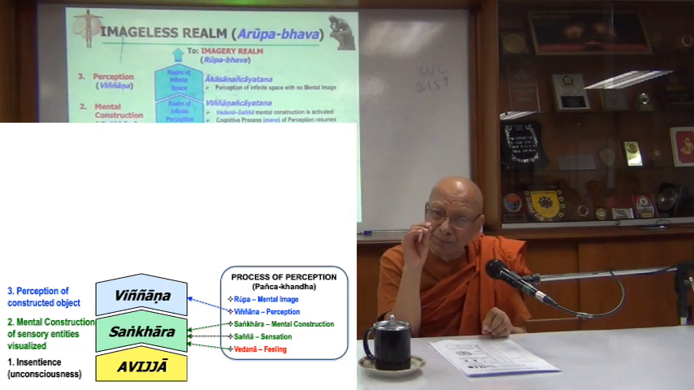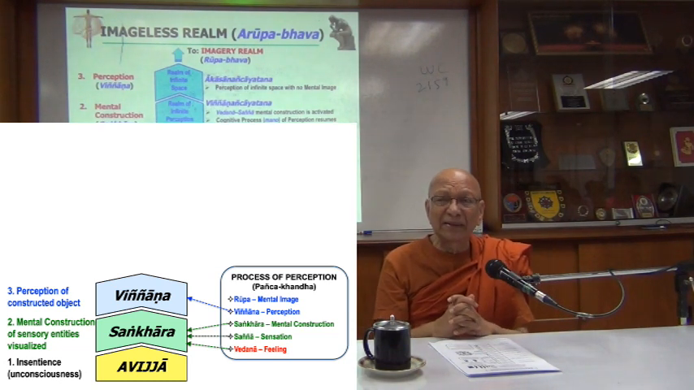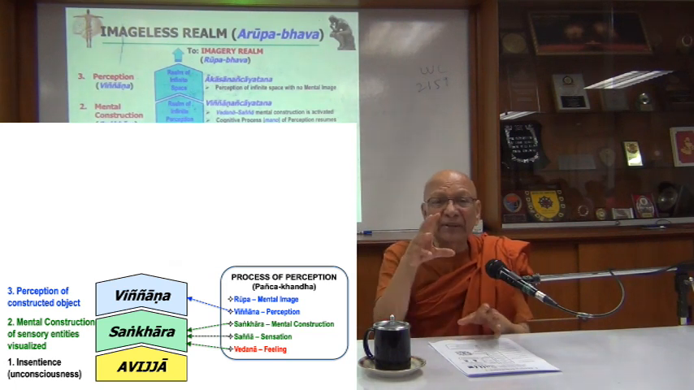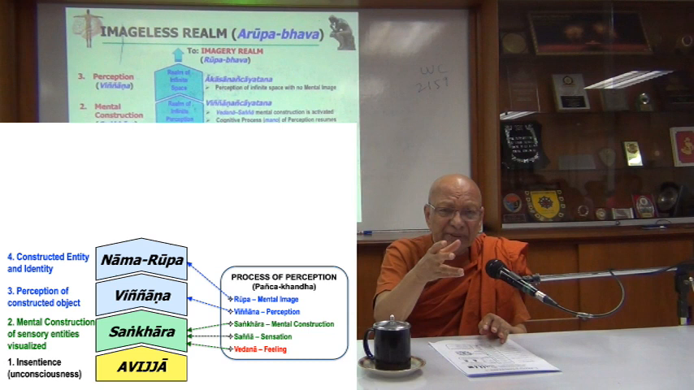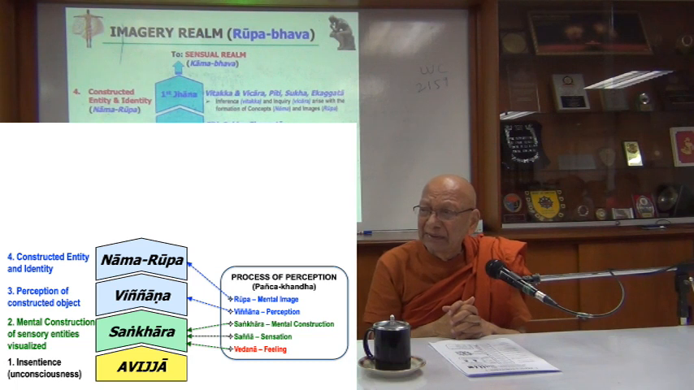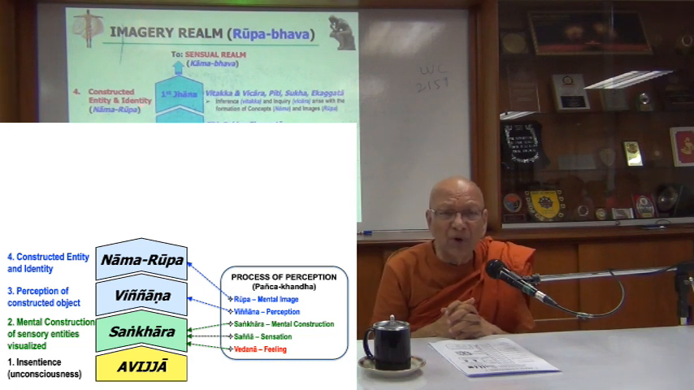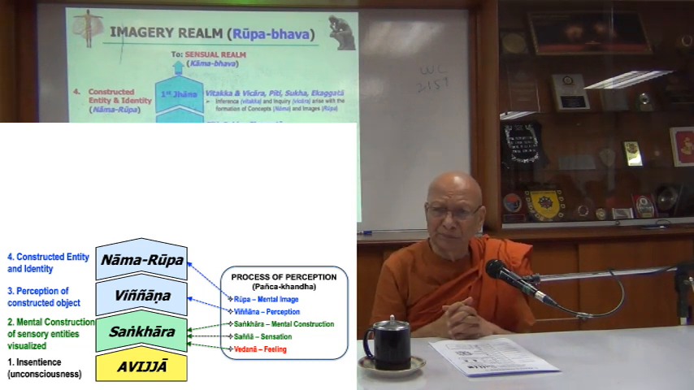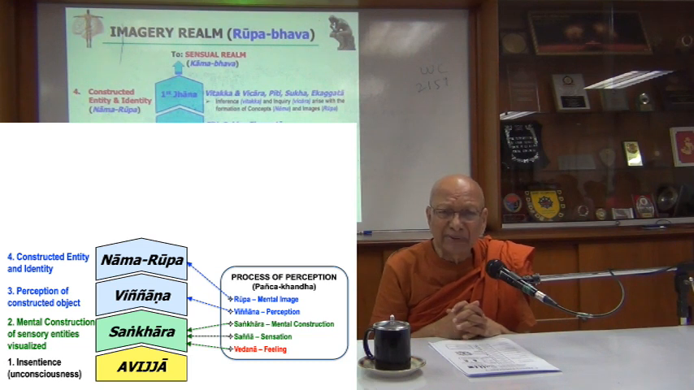And once you have perceived and identified, what you have done is you have created a mental image and you have given a name to it. So the mental image is called rupa and the name you give is nama. So it is called nama and rupa. Nama is the name, rupa is the mental image. You see?